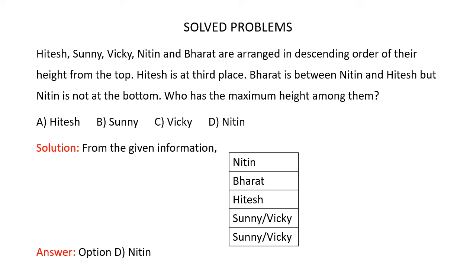But the positions of Sunny and Vicky cannot be identified because no information is given about that in the question. So the fourth and fifth position can be occupied by either Sunny or Vicky. From all this given information, we come to know that Nitin is the tallest among the five boys. So the correct answer is option D, Nitin.